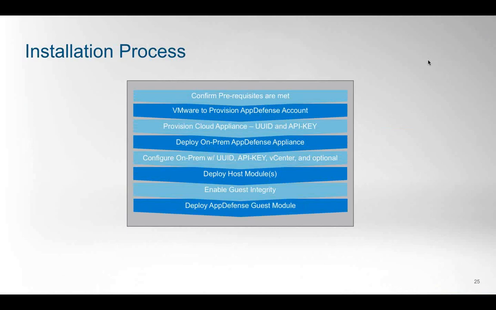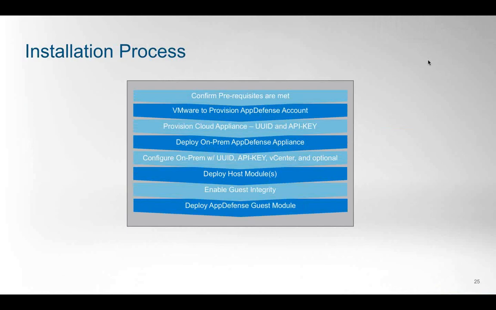So once you get that UID and API key, you go on your prem and deploy the OVF file, which is your AppDefense appliance. Once you deploy your AppDefense appliance, you configure it with the UID, API key, and vCenter. That basically connects your on-prem AppDefense appliance to your AppDefense Manager in the cloud. If you're running your vRA and NSX, you can do all that integration as well.